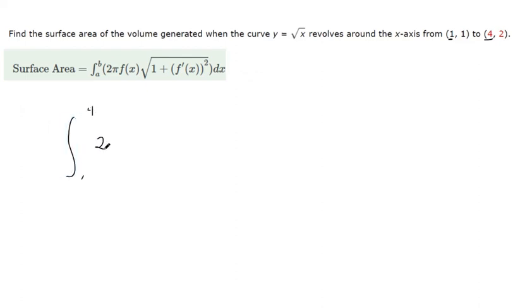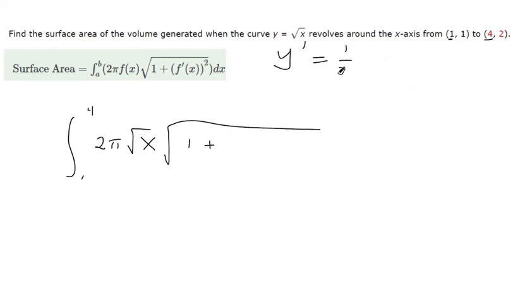And so it's 2 times pi times our function of x, which is the square root of x. And it's times the square root of 1 plus the derivative of f of x squared. The derivative here is going to be 1/2 x to the negative 1/2 when the power rule is used, which is the same thing as 1 over 2 square roots of x, right? Because you can make that power be positive by putting it in the denominator.